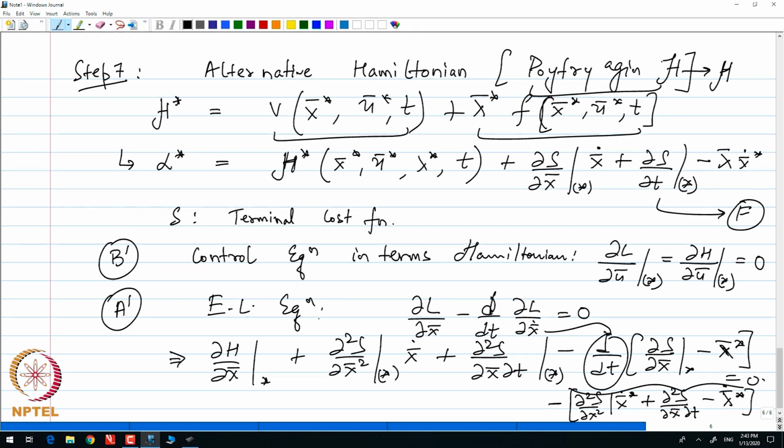Notice I can cancel a few terms: this term cancels with this one and this term cancels with this one, and we are left with a very simple equation, which is partial H partial x bar at the starred condition becomes minus lambda bar dot star. So, notice that now my Euler Lagrange equation has reduced to an extremely simple form.